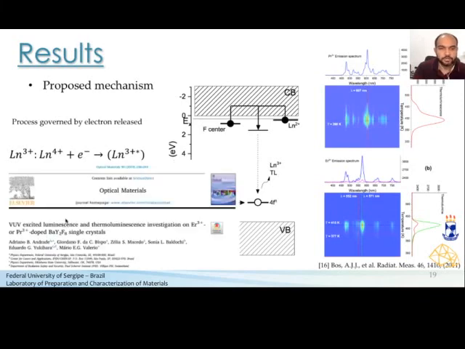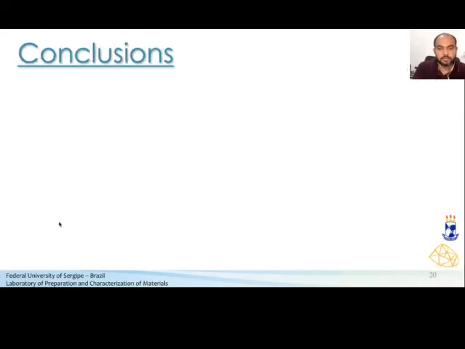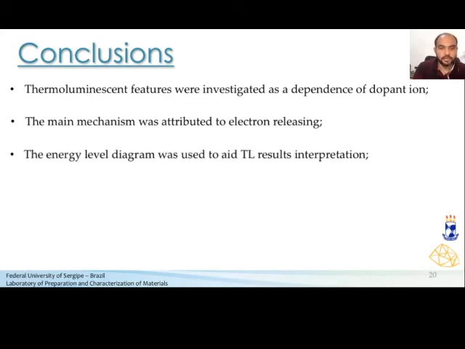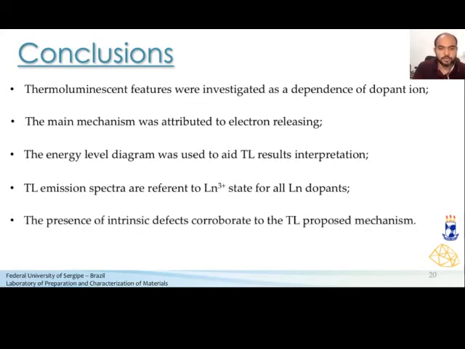Part of these results was recently published in Optical Materials, where we explain in more detail some of these results and discussions. As conclusion, thermoluminescence features were investigated as a dependence of the dopant ion. The main mechanism was attributed to electron releasing. The energy level diagram was used to aid the TL results interpretation. TL emission spectra are referring to the lanthanide triplet state for all lanthanide dopants. The presence of intrinsic defects corroborates the proposed TL mechanism.